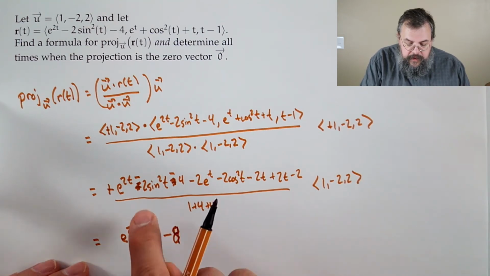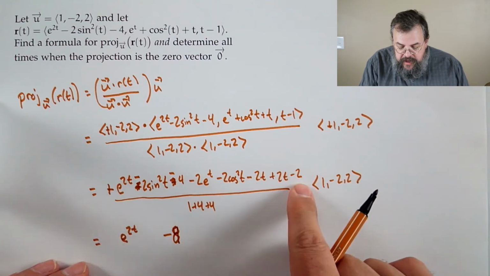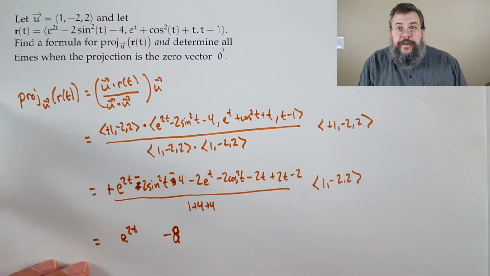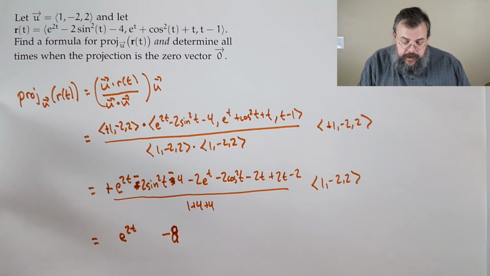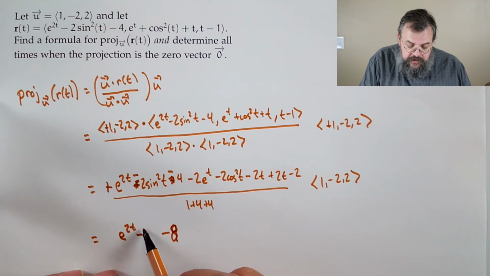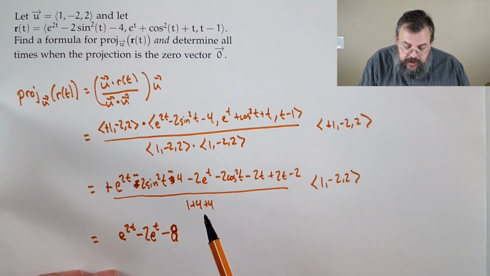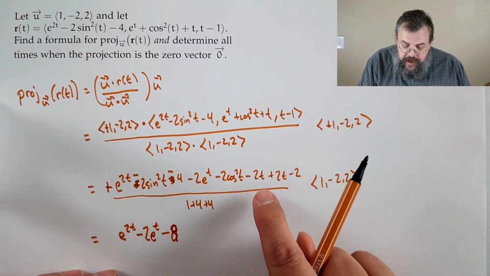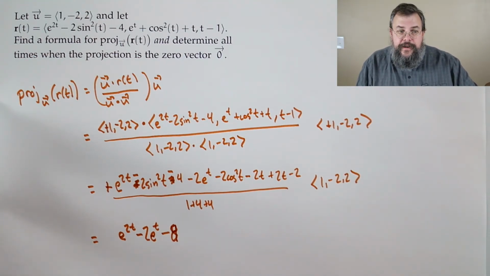Okay, did we get everything? So there's a minus 2 from the sine squared cosine squared, a minus 4, and a minus 2. Okay, good. That's everything. We got it. Okay, then what? Well, there's a minus 2 e to the t. So minus 2 e to the t. All right, and then anything else? Well, a minus 2t and a plus 2t, they cancel. Life is good. All right, good.